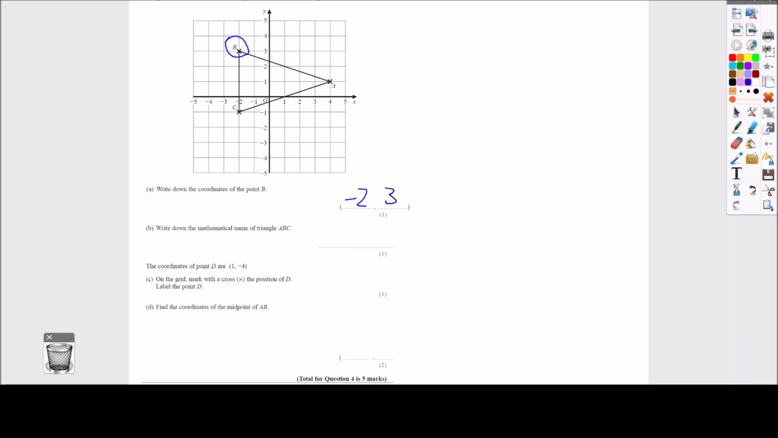Now for part B, write down the mathematical name of the triangle ABC. Well, it's got two sides which are the same length. The two base angles are the same. That is an isosceles triangle.